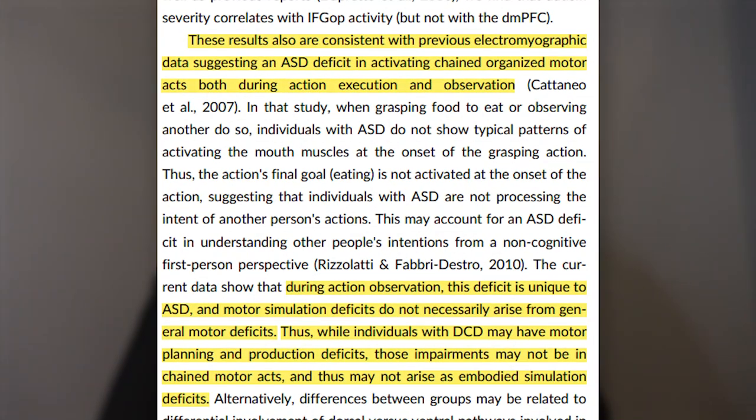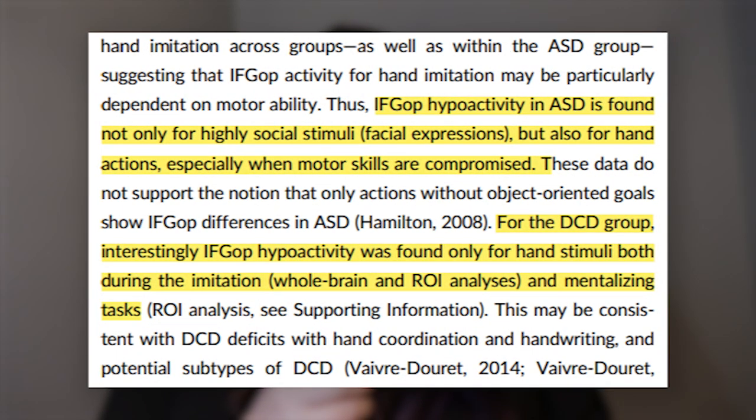This also highlights a difference between DCD and ASD, where those with ASD have difficulty with motor mirroring in observation as well, and they further note their findings to be consistent with data that suggests those with ASD have a deficit in activating chained, organized motor acts both during execution and observation. They also found that the IFGOP underactivity wasn't just happening with their tests for social stimuli, which was facial expressions in this case, but also for hand actions.